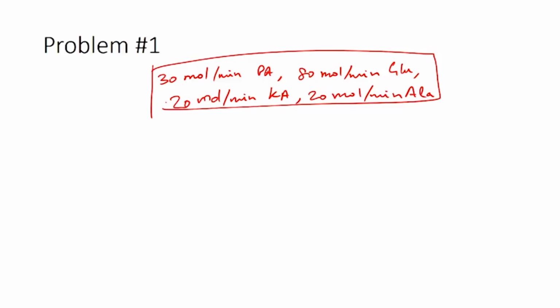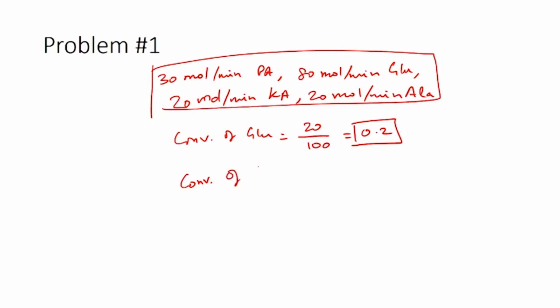So, we also have been asked to calculate the fractional conversion of glutamine and pyruvic acid. So, conversion of glutamine would be equal to the number of moles of glutamine consumed divided by the number of moles of glutamine fed. So, this is 20 divided by 100, giving you a conversion of glutamine as 0.2 and conversion of pyruvic acid would be equal to number of moles of pyruvic acid consumed divided by the number of moles of pyruvic acid fed, which would be 20 divided by 50, giving you 0.4 as the conversion of pyruvic acid.